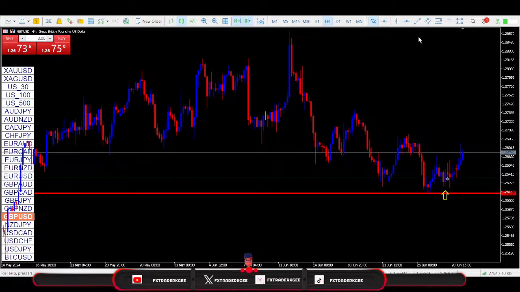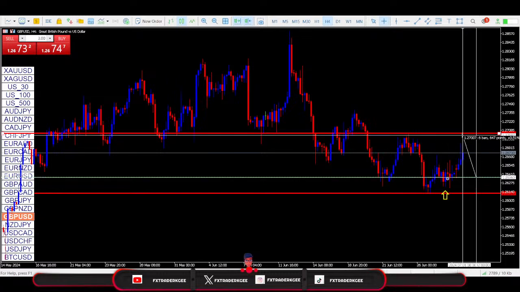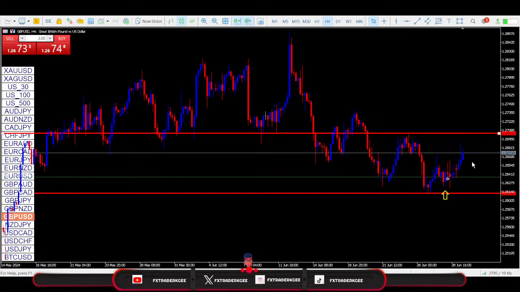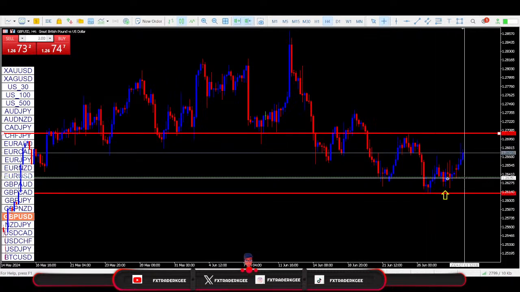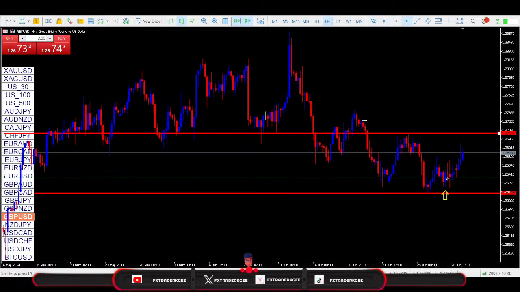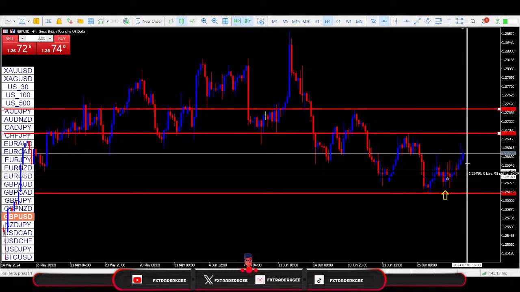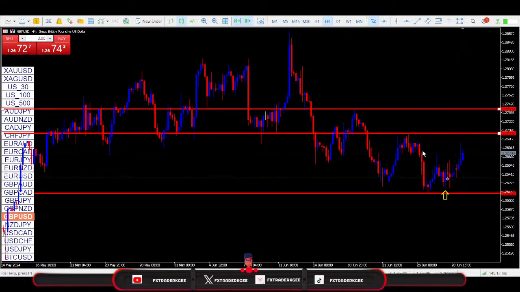GBP USD, and if I am to place this horizontal rule here, we will definitely be targeting about 66 pips, that is if price is able to get to this point. And also if I am to place this rule here, that means we'll be targeting something more than 66 pips, about 103 pips.